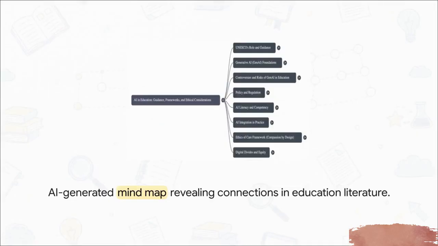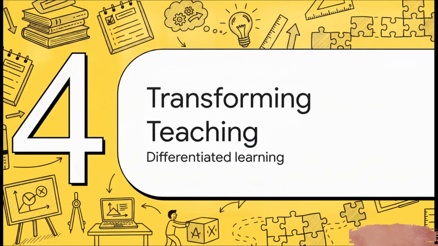NotebookLM can also visually organize complex data. It can generate a mind map directly from a folder of literature, mapping out key themes, subtopics, and theoretical frameworks. It allows you to see hidden connections at a single glance. It basically takes a massive pile of dense PDFs and gives you this beautiful, structural bird's-eye view of your entire research landscape. Okay, let's jump into Section 4, Transforming Your Teaching, from classroom prep to differentiated learning.